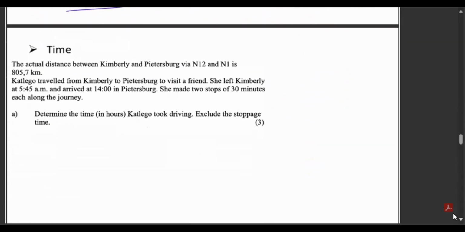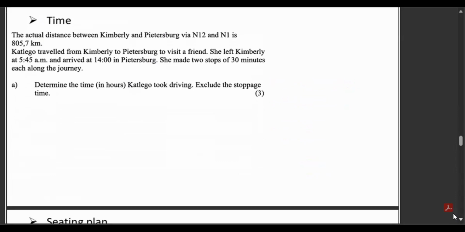Okay. We look at this time here, we say the actual distance between Kimberley and Pietermaritzburg via N12 and N1 is 805 kilometers. Kathleen traveled from Kimberley to Pietermaritzburg to visit a friend. She left Kimberley at 5:45 a.m. and arrived at 2 in Pietermaritzburg. She made 2 stops of 30 minutes each along the journey. Now they're telling us, determine the time in hours Kathleen took driving.